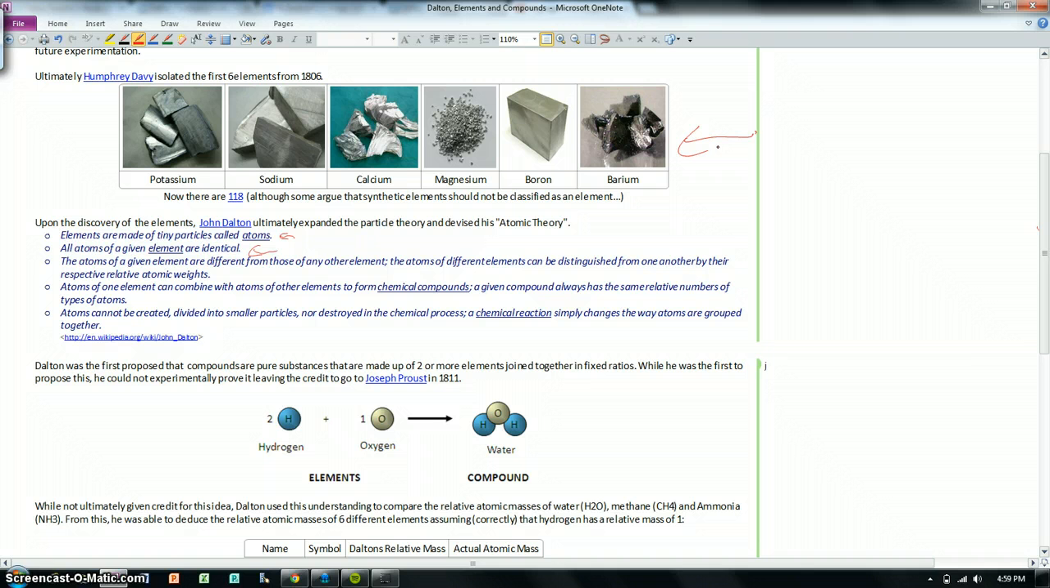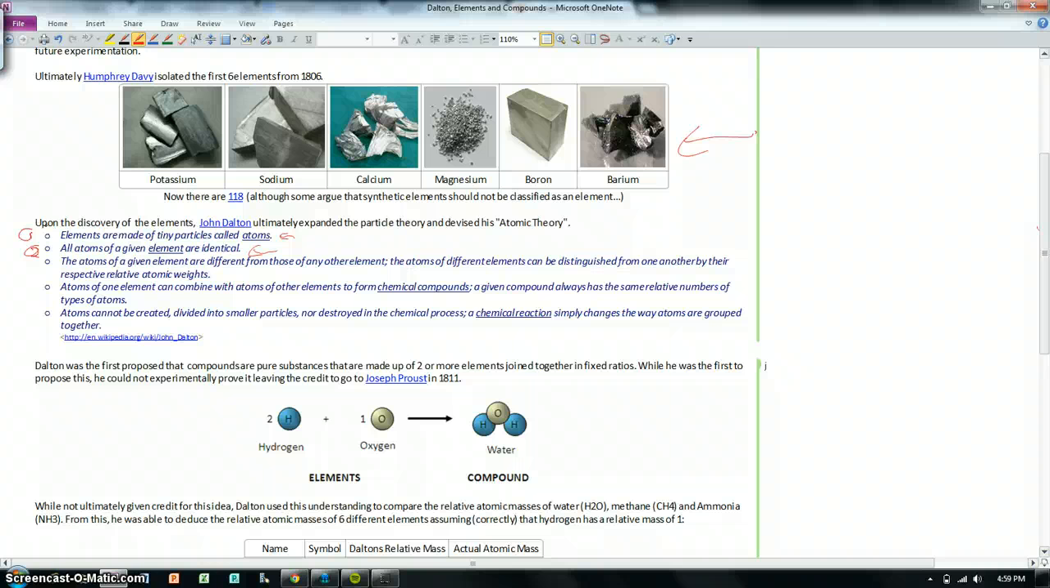Okay? So, each of these elements above are made up of millions and millions of tiny little particles called atoms. And a man named John Dalton expanded on the original particle theory, came up with this idea of the atomic theory, specific to atoms, the individual particles of elements. So these elements are made up of tiny particles called atoms. That's his first rule, number 1. Okay? His next rule was that all atoms of a given element are identical, so every single sodium atom in there is the same. That's number 2.